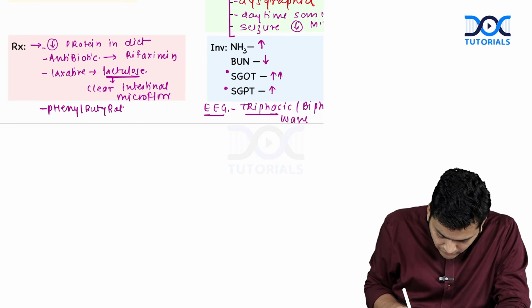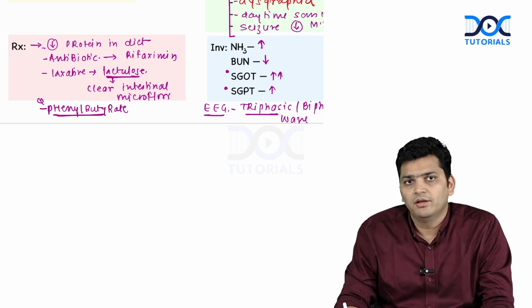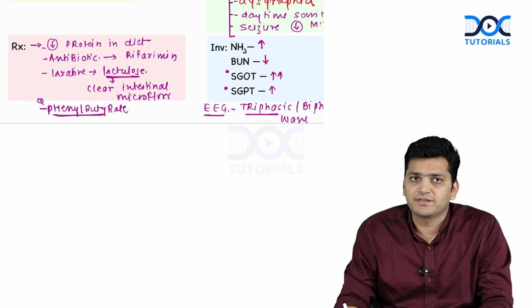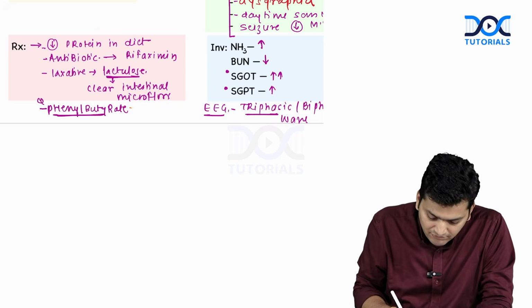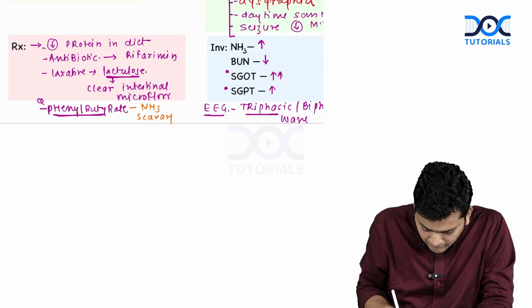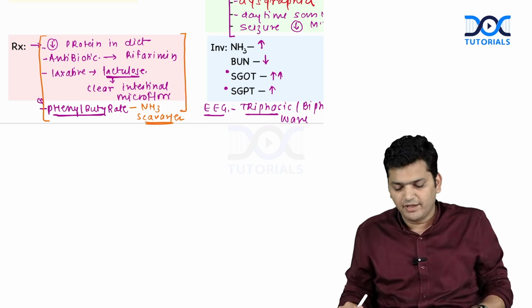This is an important MCQ. What the phenyl butyrate will do is, this patient is having more ammonia. Phenyl butyrate is an ammonia scavenger. It is going to bind the free ammonia. It's an ammonia scavenger. So this is how we are going to treat Dharmendra, the hepatic encephalopathy.